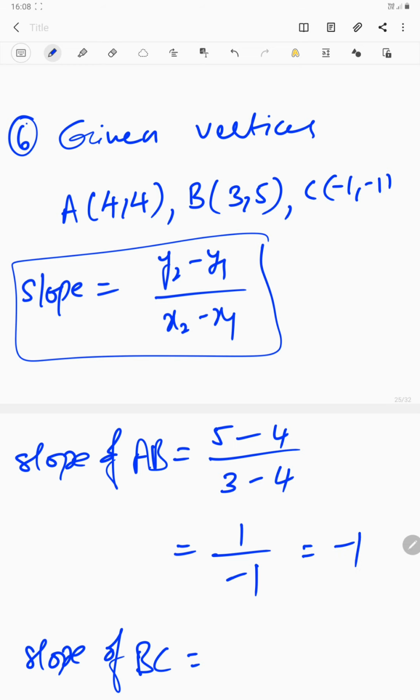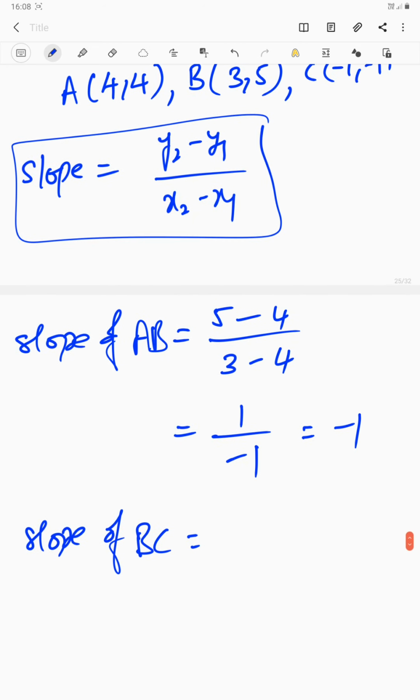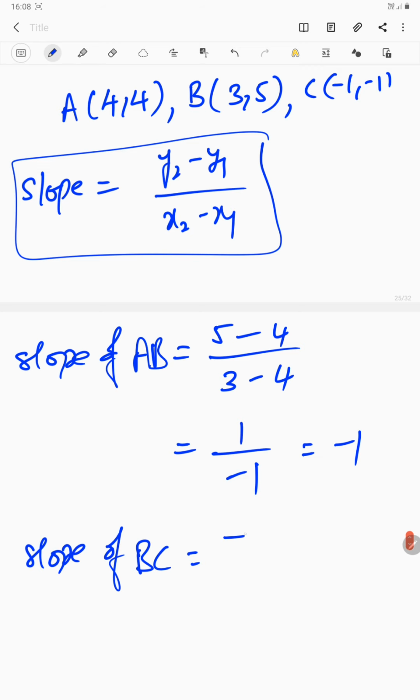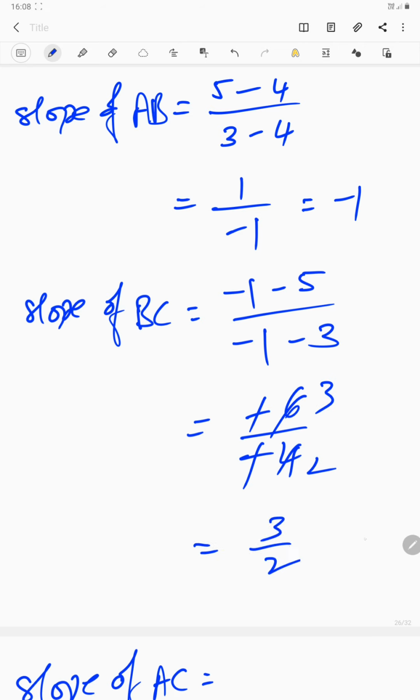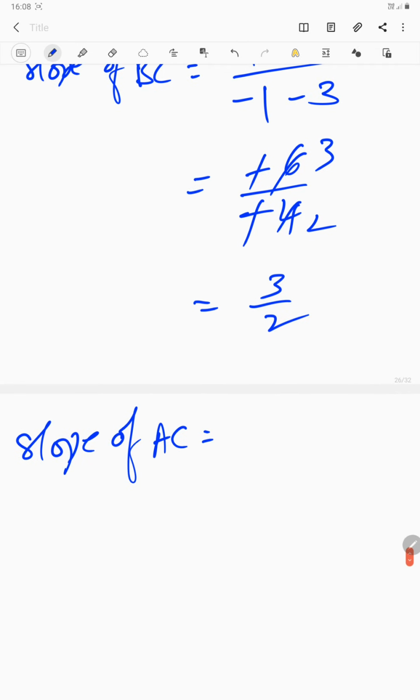Now BC, what are the vertices of BC? वही यूज़ करेंगे आप. BC means y2 is -1, y1 is 5, x2 is -1 और x1 is 3. तो is equal to -6 upon -4. तो minus cancelled, 2 3s are 6, 2 2s are 4. Slope is 3/2. Now what is the slope of AC?